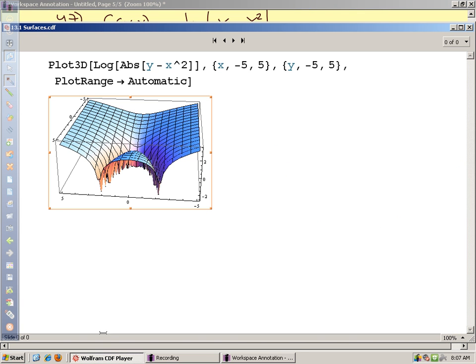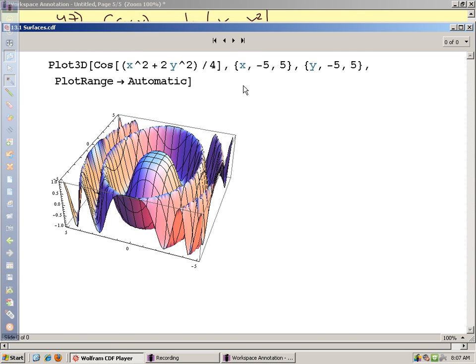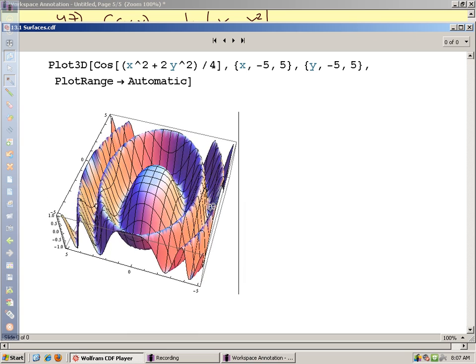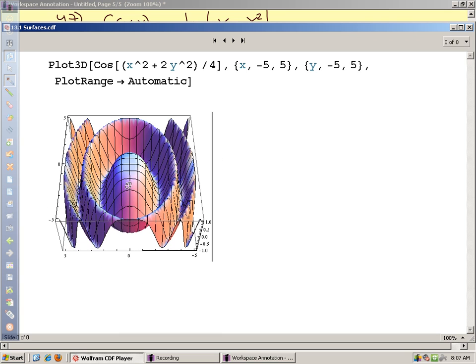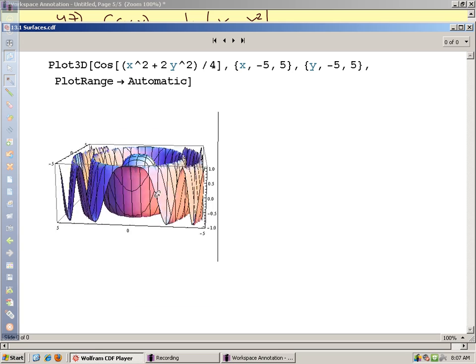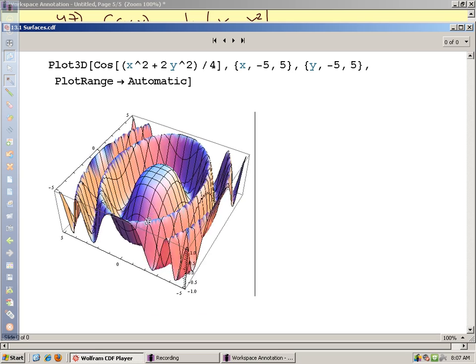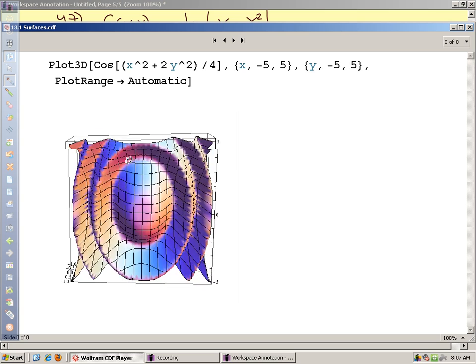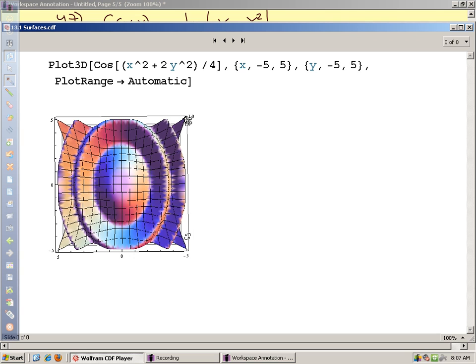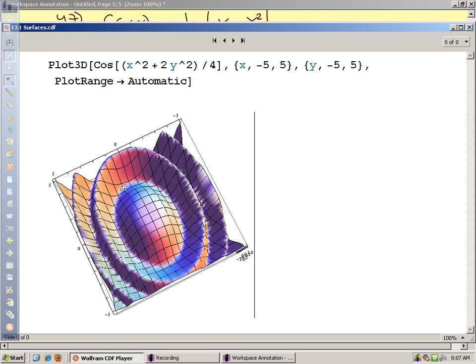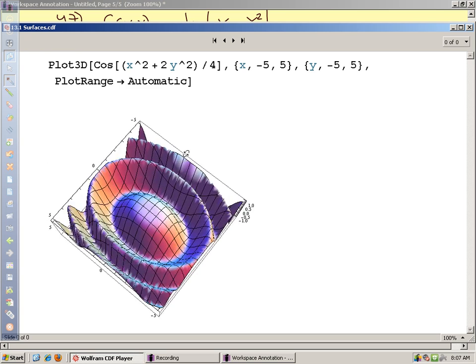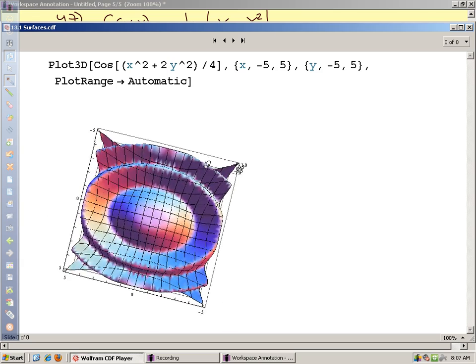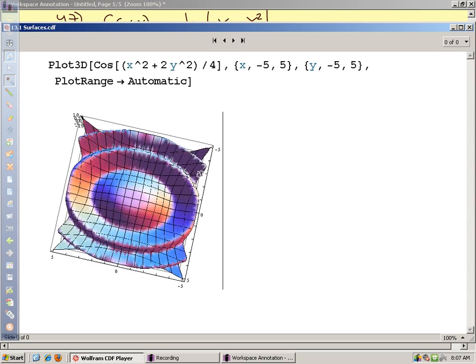And let's look at our function. So this is what our function looks like. We get this wavy bit from the cosine function, from the trig function. So it goes down and back up and down and back up. And if we look straight down on it, now we see our ellipses. So everywhere the elevation is constant, we get an ellipse.